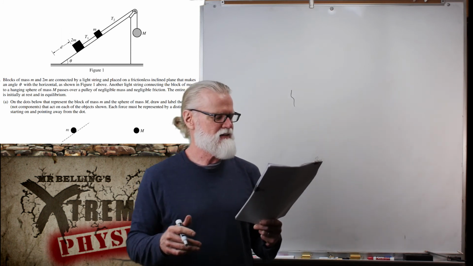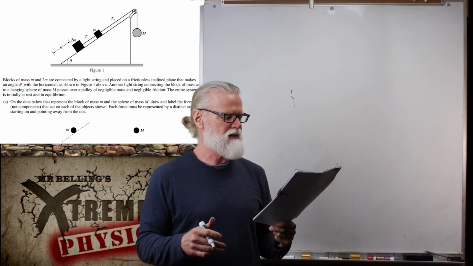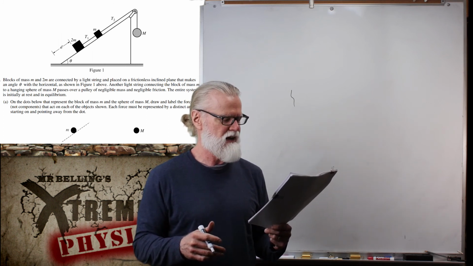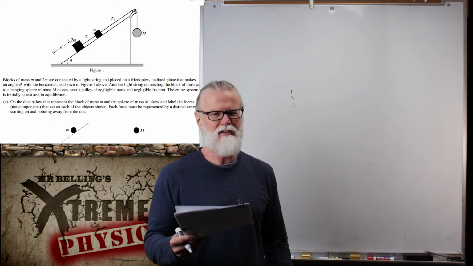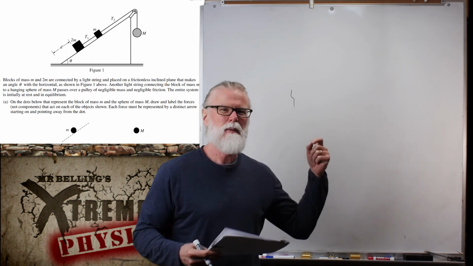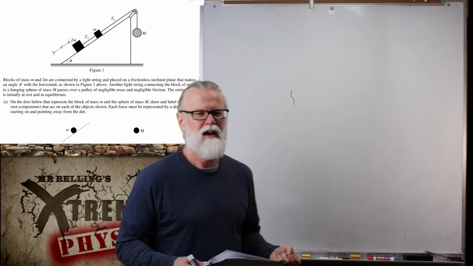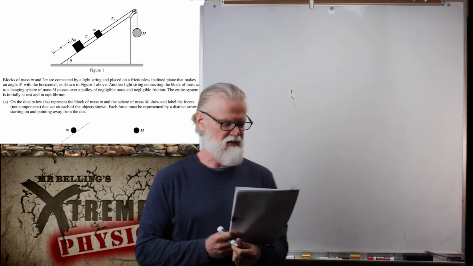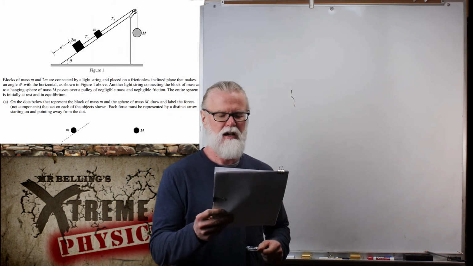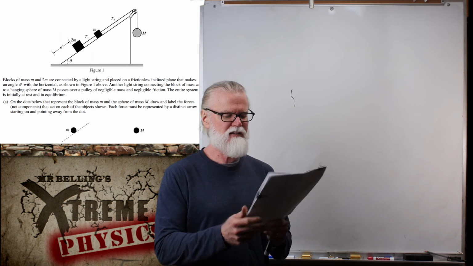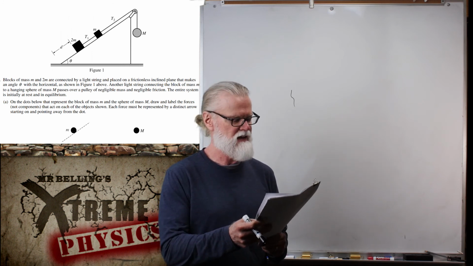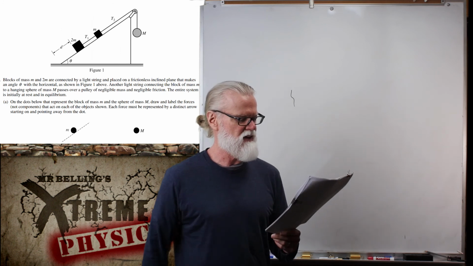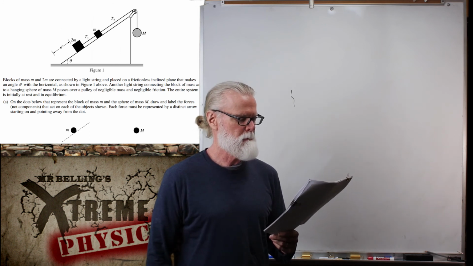Blocks of mass M and 2M are connected by a light string. Alright, light string. That means no mass. We don't have to worry about the mass of the string. The string has no inertia. The string has no weight. The big thing is the string has no inertia. But anyways, a light string placed on a frictionless incline. All right, that's important. No friction on the incline. Makes an angle theta with the horizontal as shown in figure 1 above.